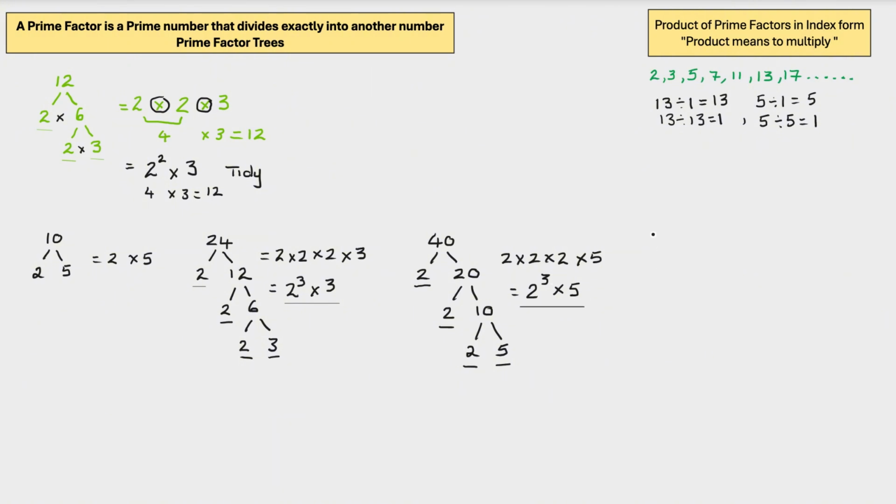Let's do another one. 75. What's 75? Well, I'm going to do 3, and 3 times 25 equals 75. So I'm going to stop at that 3. Now, what makes 25? 5 times 5 makes 25. And we can stop there because they're both prime numbers. So in product form, 3 times 5 times 5, which equals 75. Or in index form, it will be 3 times 5 to the power of 2.